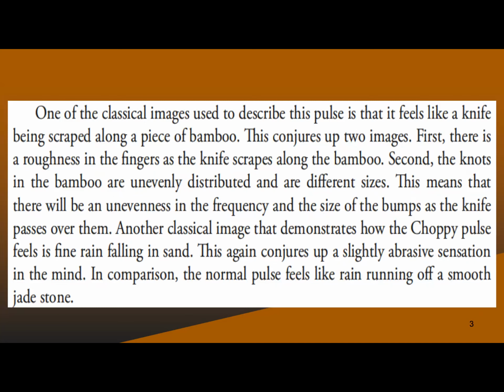Imagine you are scraping a knife along bamboo. This conjures up two images. First, there is a roughness in the fingers as the knife scrapes along the bamboo. Second, the knots of bamboo are unevenly distributed and are different sizes. This means there will be an unevenness in the frequency and the size of the bumps as the knife passes over them. So imagine when you scrape, it is uneven, so it feels like something is jumping.